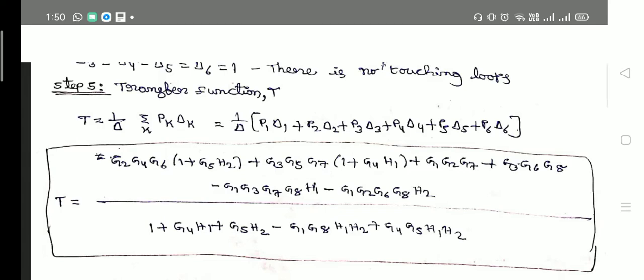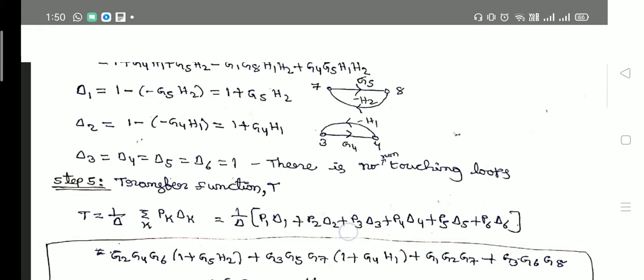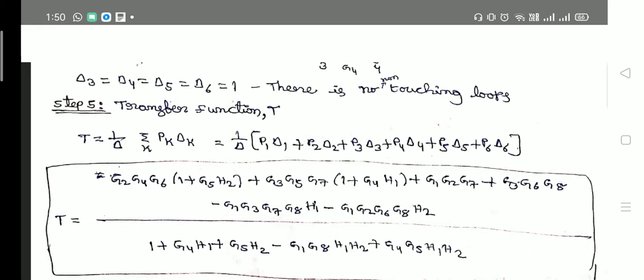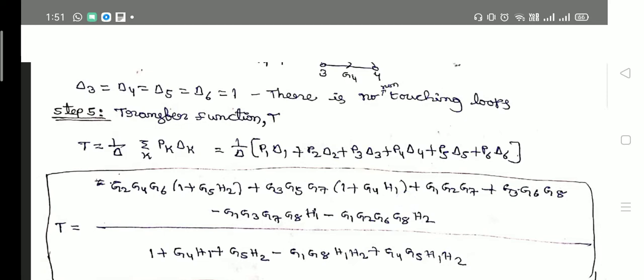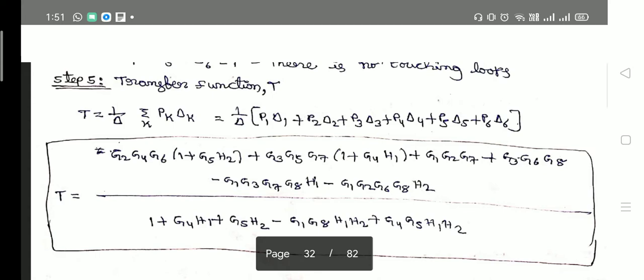G4, G5, G6 is P1, so P1 into delta 1. Delta 1 is 1 plus G5H2, so substitute. G3, G5, G7 is P2. Next delta 2. Delta 2 is 1 plus G4H1. I have substituted here. Then plus P3 value G1, G2, G7. Delta 3 is 1, so I am writing only P3. Next P4 into delta 4. Delta 4 value is 1, so I am writing only P4. That is G3, G6, G8.